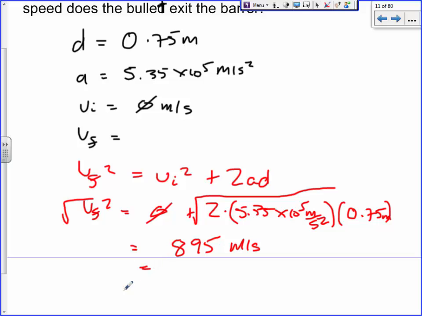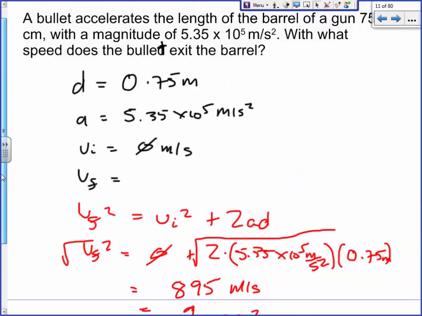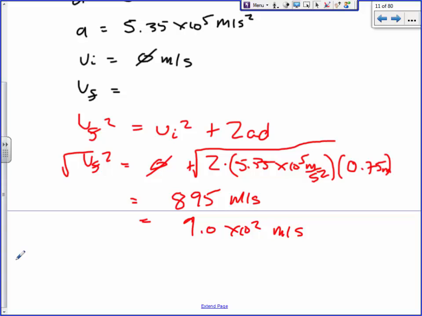We still only get 2 though, don't we? Yeah. So 9.0 times 10 to the 2 meters per second. We wanted a speed, so we're good to go. That's a 9, by the way. You guys get that too? So far, so good?